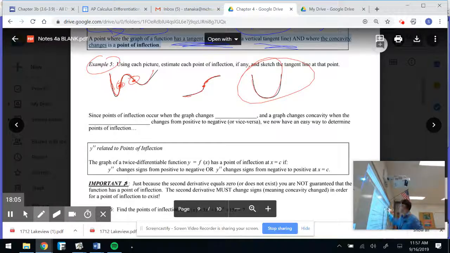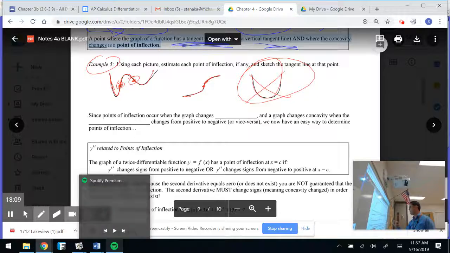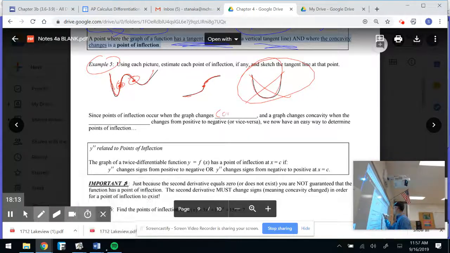Didn't look like I changed anything, so it doesn't look like there's anything there. Since points of inflection occur when the graph changes concavity, and a graph changes concavity when the second derivative changes from positive to negative or negative to positive, we now have an easy way to determine points of inflection.